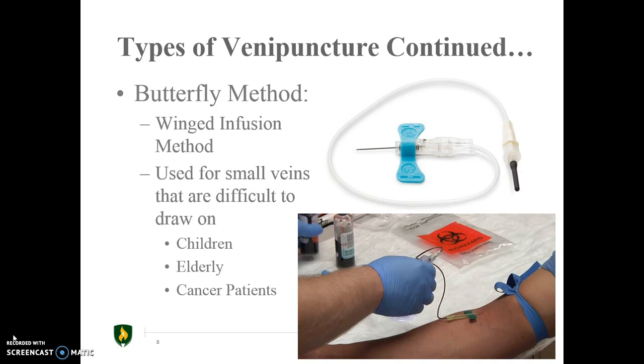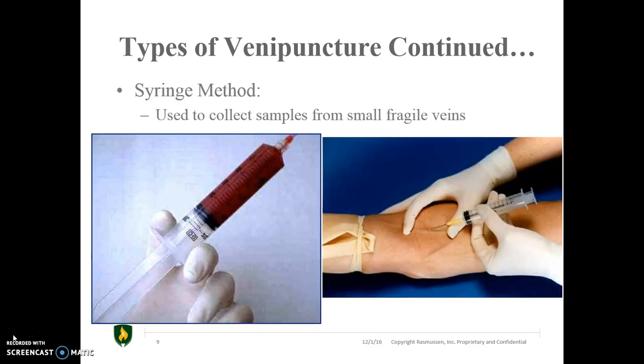Next, we have our butterfly method. This is also called a winged infusion method. It is a needle that attaches to tubing. At the end of the tubing is where a syringe or a tube holder would go for evacuated tube systems. This is typically used for smaller veins that are more difficult to draw from, either on children or cancer patients or elderly patients.